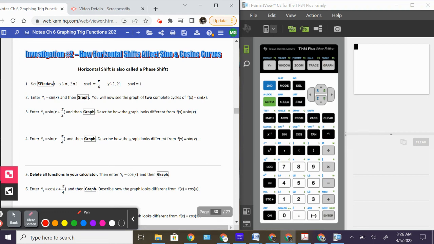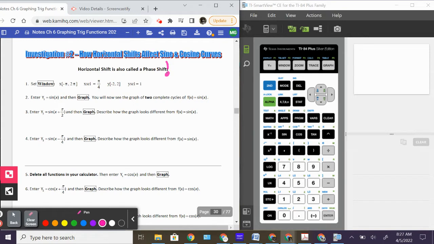Hello, everybody. Time for another investigation with sine and cosine. Today, we're going to be talking about phase shift. And we're going to be talking about how we can shift our function from the left to the right or right to left, whatever.